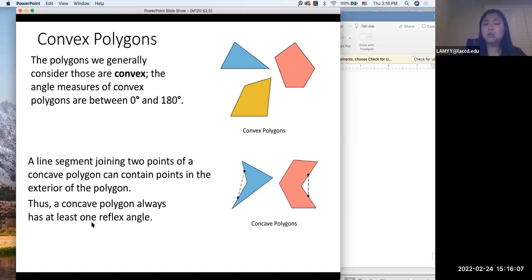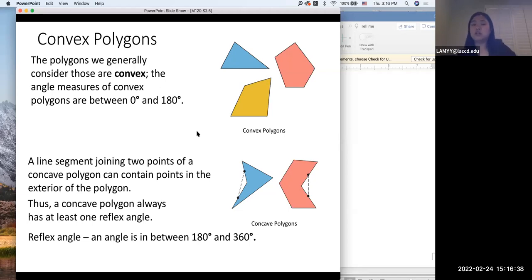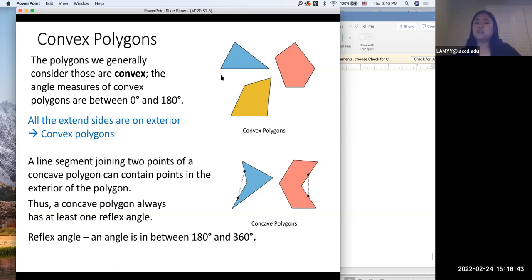A concave polygon always has at least one reflex angle. A reflex angle is an angle between 180 and 360. Just like here, this angle is greater than 180, right? This angle is between 180 and 360. Or like here, this angle is between 180 and 360. So that will be a concave polygon. Okay, and that is one way. I have another way to tell if this is convex or concave. If I try to draw the extended sides, and the sides are going to be exterior, then that will be the convex polygon.